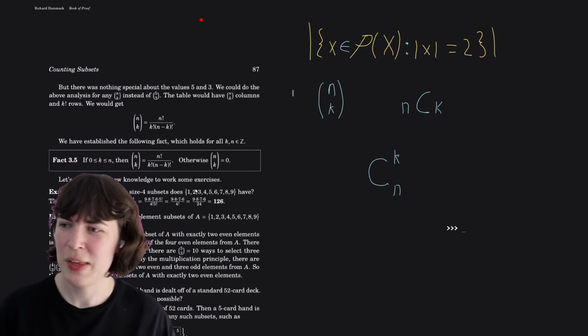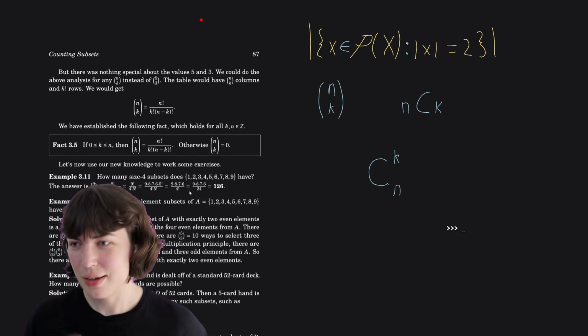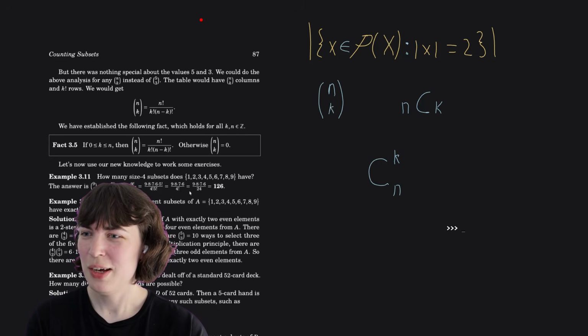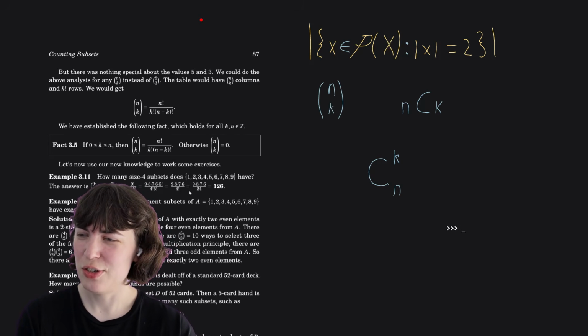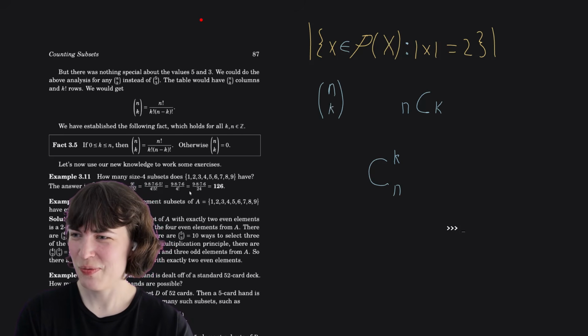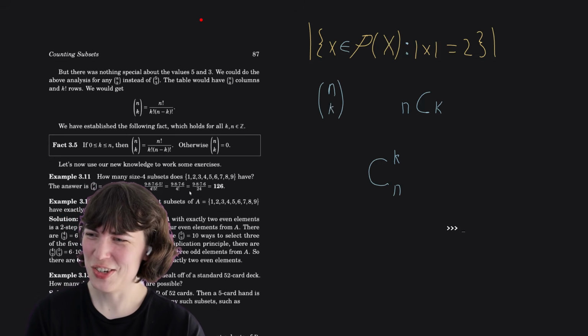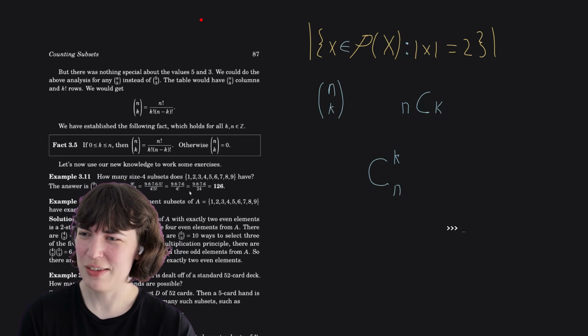Okay, fine. But there was nothing special about the values 5 and 3. We could do the above analysis for n choose k instead of 5 choose 3. The table would have n choose k columns and k factorial rows. I should be less bratty towards Richard. He's just trying to help me understand.